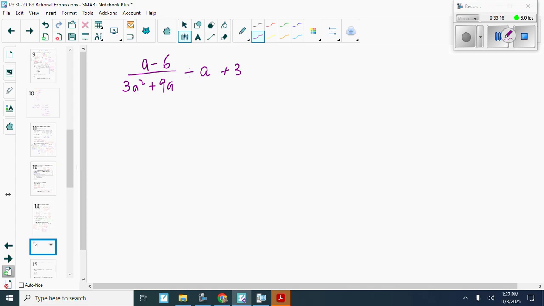First thing you're going to do is factor. Then you're going to state your NPVs. We have a binomial on the top, which is fine. We're going to take out the GCF on the bottom. So we have a 3a, and we're left with an a plus 3.